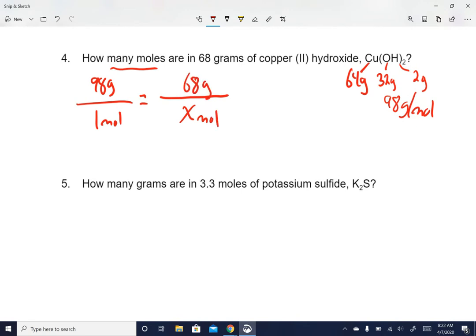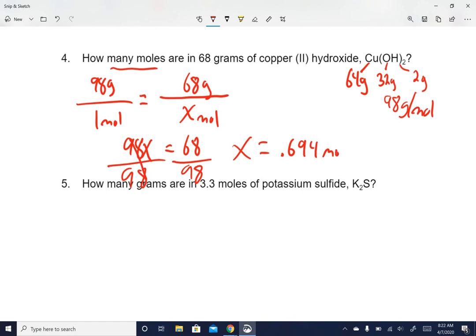Now we cross multiply and divide. 98X equals 68. Divide by 98. X equals 68 divided by 98, and we get 0.694 moles. So that's the answer to number 4.